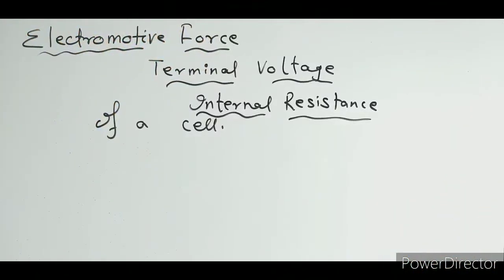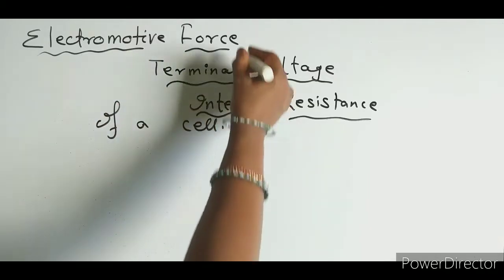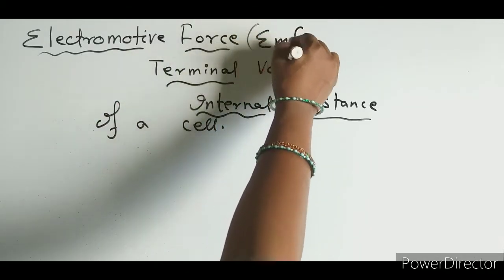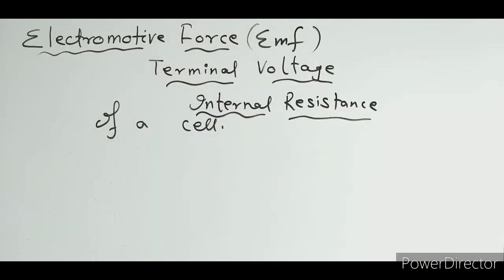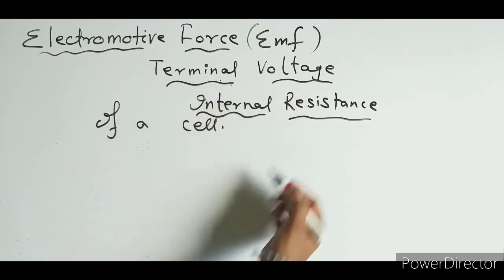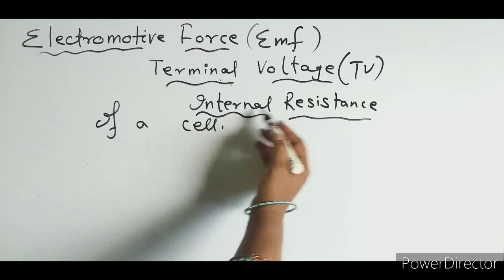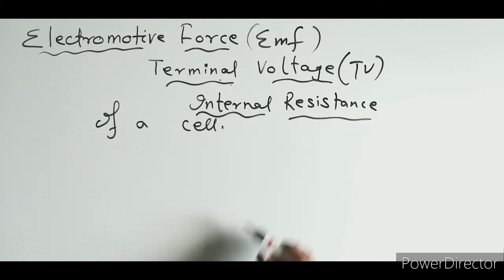Welcome to today's class. Today we will discuss the second part of current electricity. In this part we will discuss electromotive force, which is otherwise known as EMF. We usually call it EMF. Then the second term we will discuss is terminal voltage, which we call TV. We represent terminal voltage, and internal resistance we will discuss.